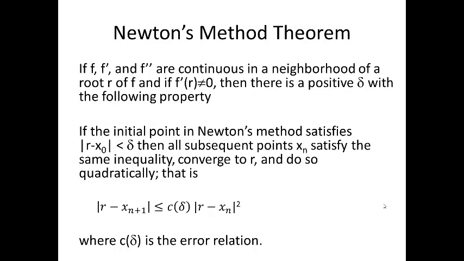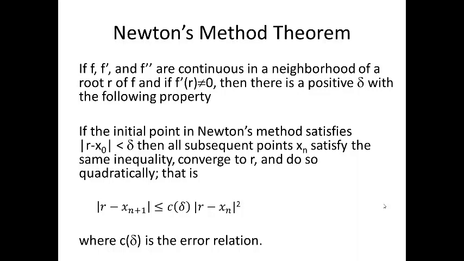Now, if f, f prime, and f double prime are continuous in the neighborhood of a root r of f, and if f prime of r is not equal to 0, now it's important, then there is a positive delta with the following property. If the initial point in Newton's method satisfies |r minus x0| is less than some delta, then all subsequent points xn satisfy the same inequality, converge to r, and do so quadratically. So we get that doubling of precision each time.